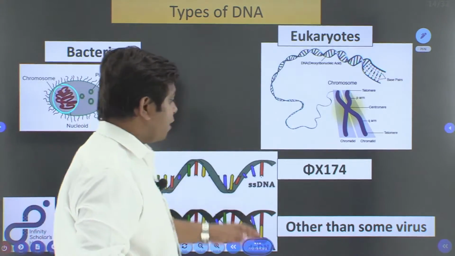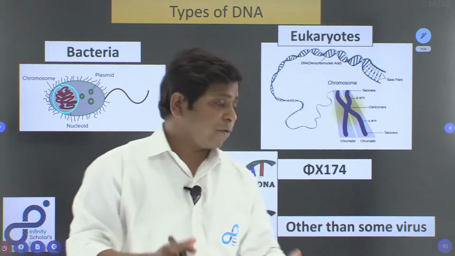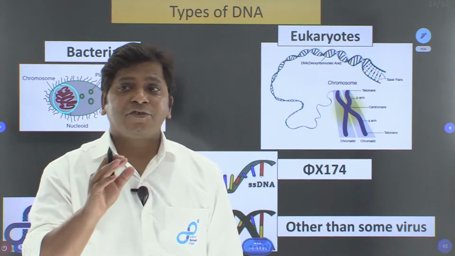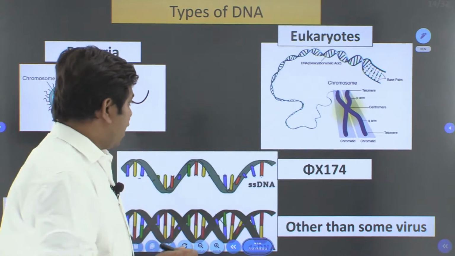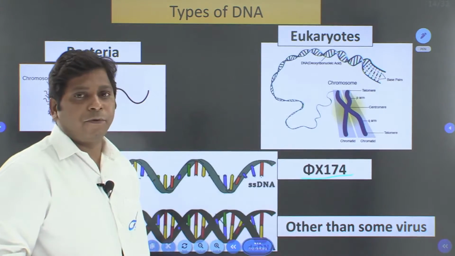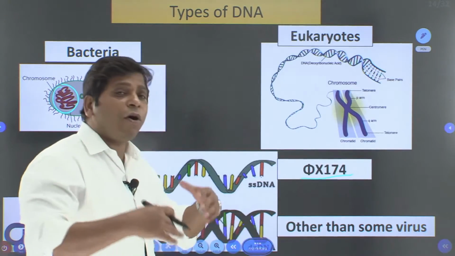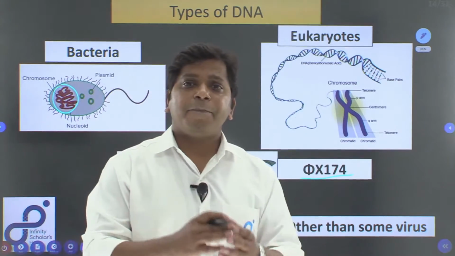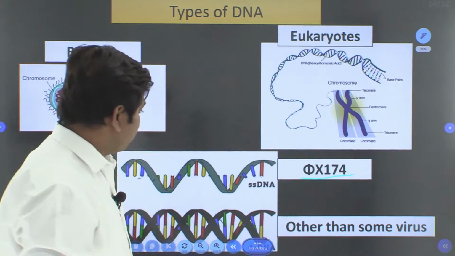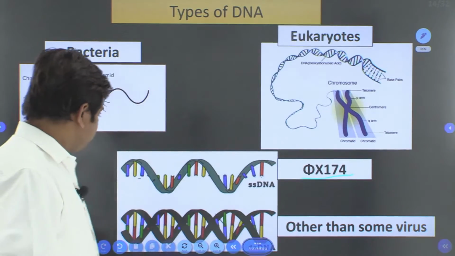Also, if we look at the type of DNA that exists in the organisms, in some of the viruses, the DNA is single stranded, it is not double stranded, and such kind of DNA is found in phiX174. Okay, it is a single stranded DNA virus, and in all other organisms, for example, in bacteria or in eukaryotes, DNAs are double stranded. Okay. So, there exists single stranded DNA and also double stranded DNA.